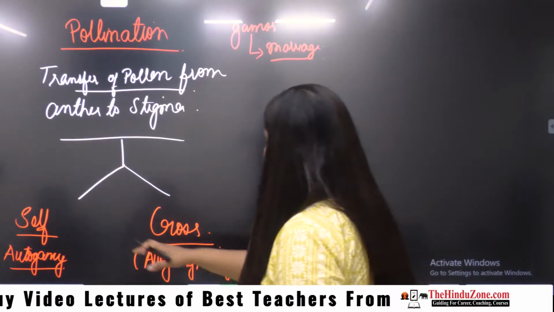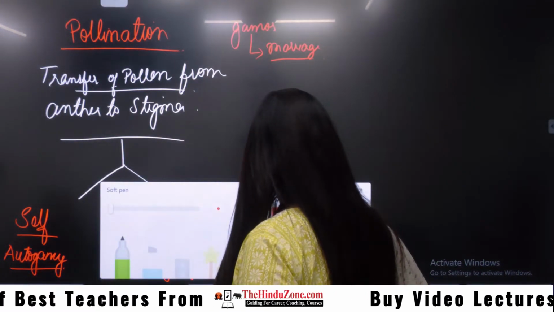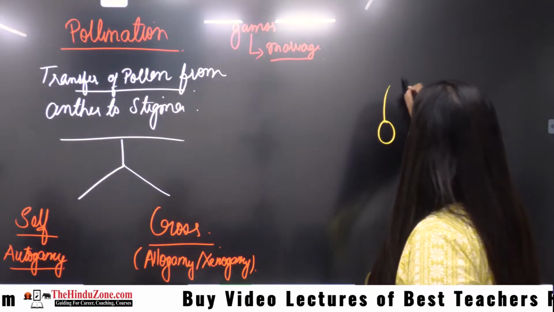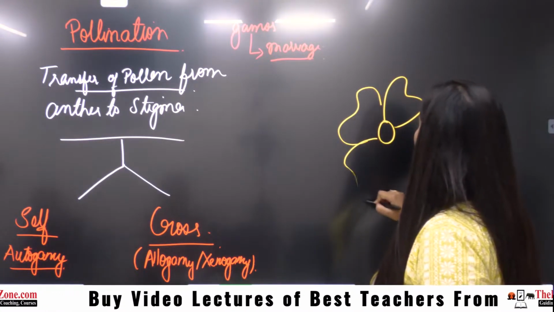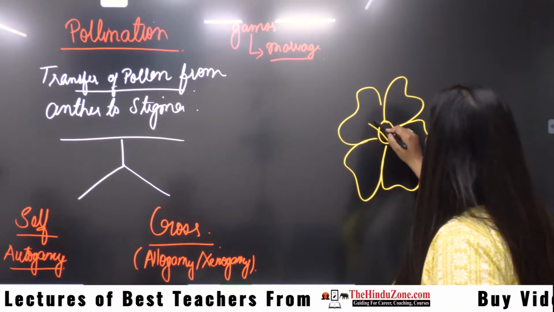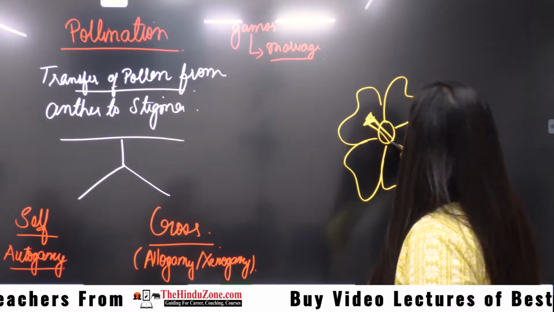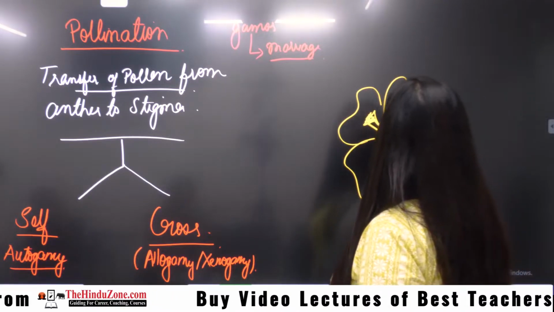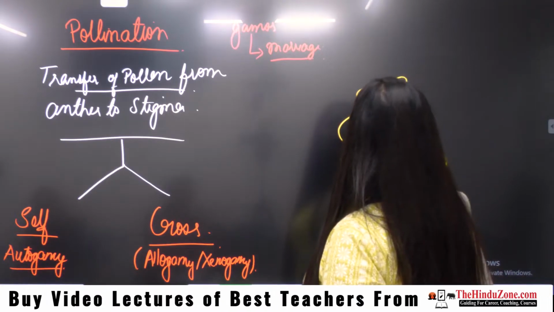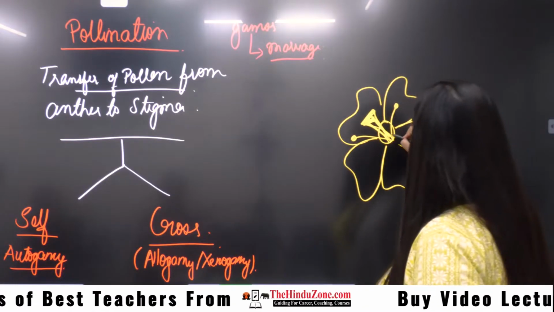Okay, so let's first check this autogamy. A flower, right? We are taking a simple flower here. Make anything. And this flower has, here you can see its stigma, okay? Ovary, style, stigma, and also you are watching its stamens, right? Means you are watching its pistil as well as the stamen. You are watching both things.